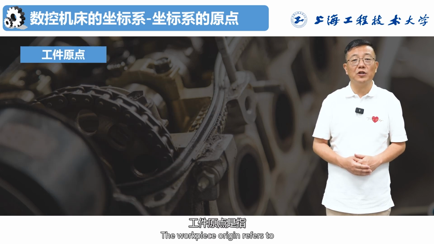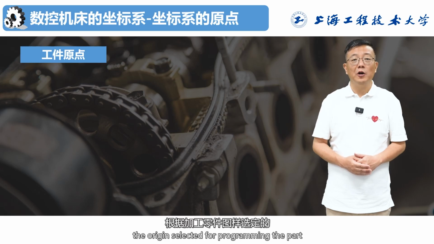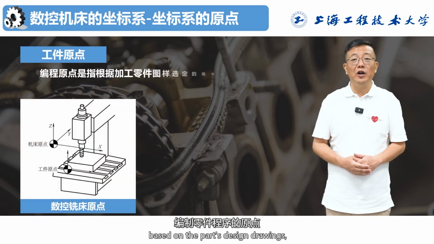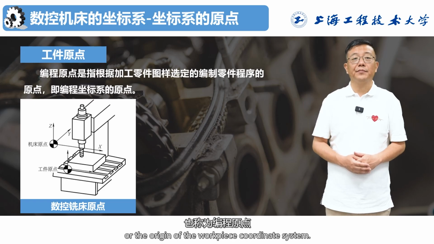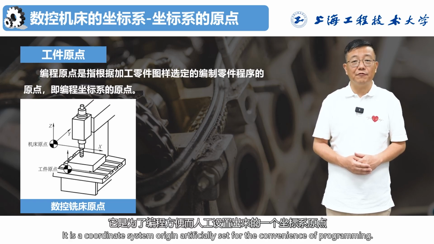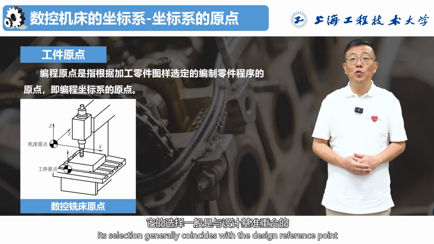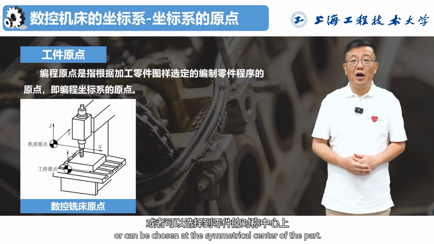The workpiece origin refers to the origin selected for programming the part based on the part's design drawings, also known as the programming origin or the origin of the workpiece coordinate system. It is a coordinate system origin artificially set for the convenience of programming. Its selection generally coincides with the design reference point, or can be chosen at the symmetrical center of the part.